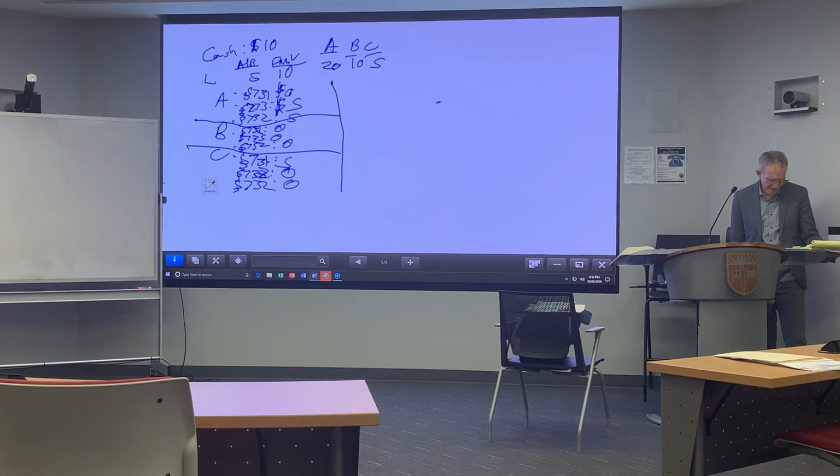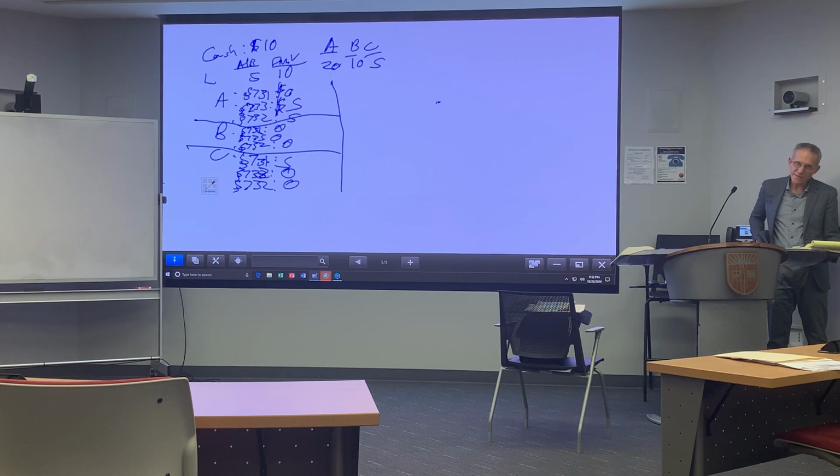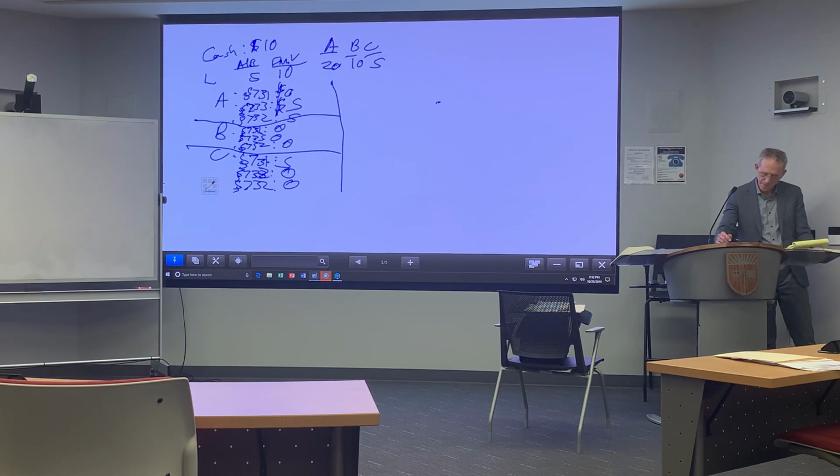So he receives the land first, right? Normally, what would happen if he received the land first? Receive the land first, there's no gain or loss. Everyone agree? Section 731, when he receives the land, no gain or loss, right? And then 732, what's his basis in the land?